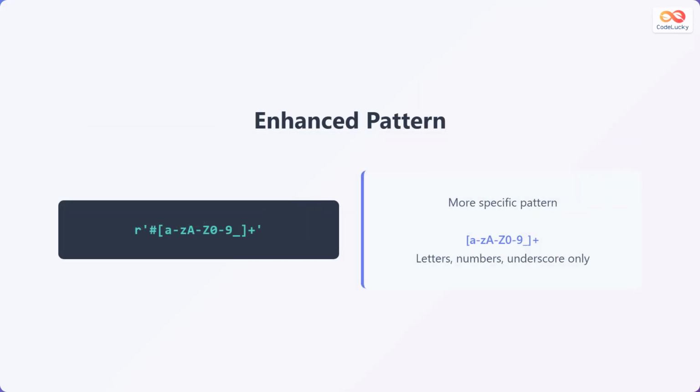We can make our pattern more specific by defining exactly which characters we want to allow in our hashtags. Here's the enhanced pattern: #[A-Za-z0-9_]+. Let's examine how this pattern works. The character set inside the square brackets, A to Z, 0 to 9, an underscore, indicates that we only want to match letters, numbers, and underscores. The plus sign means one or more occurrences of these characters. This pattern ensures that we only extract hashtags that contain alphanumeric characters and underscores.